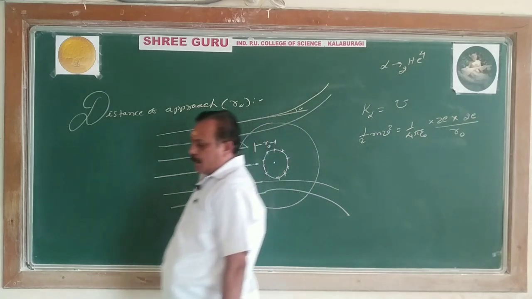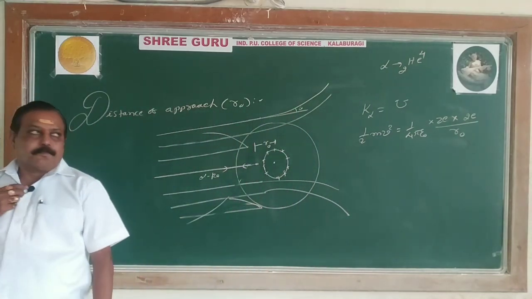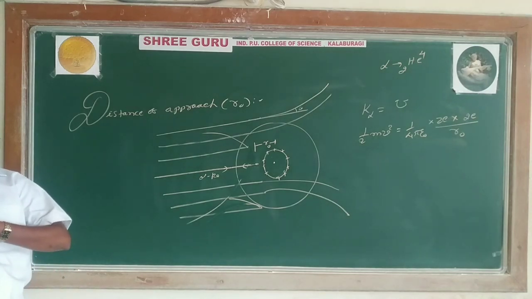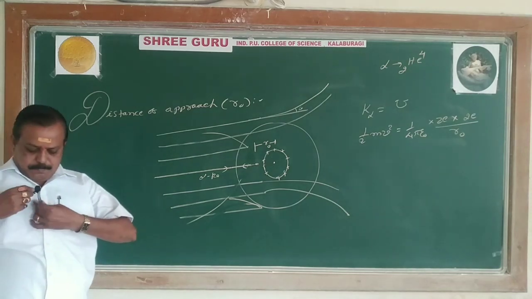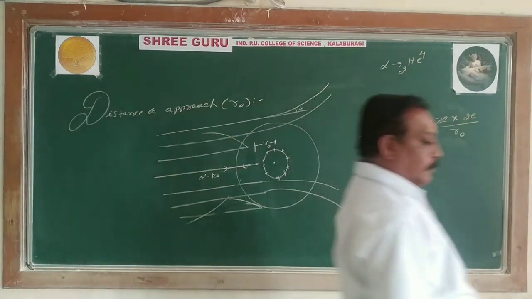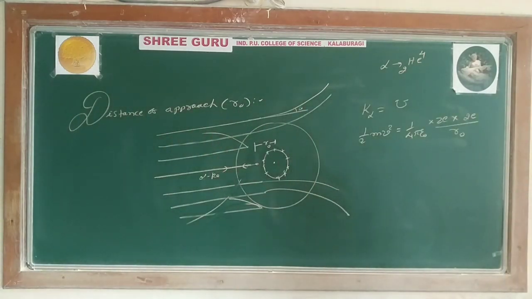Have a look at the complete equations once. Look at the complete equation and figure, then I come to the explanation. Understand the figure well. What is the closest distance of approach? Then from the equation, what I need is R0. Have a look at the figure.